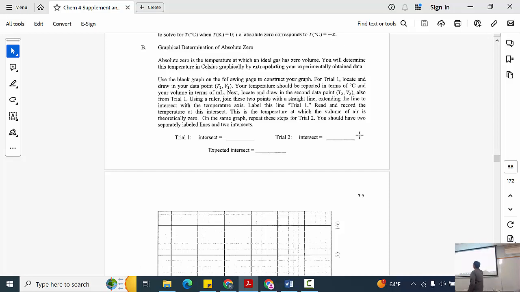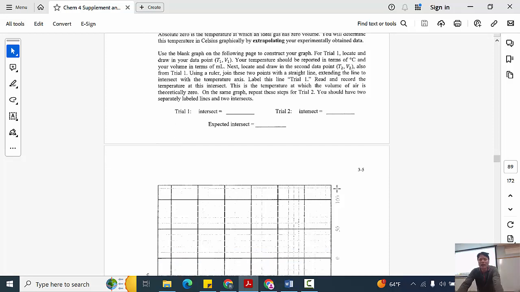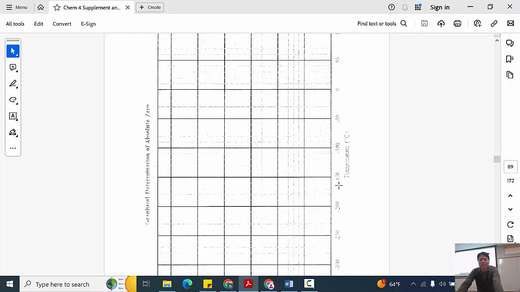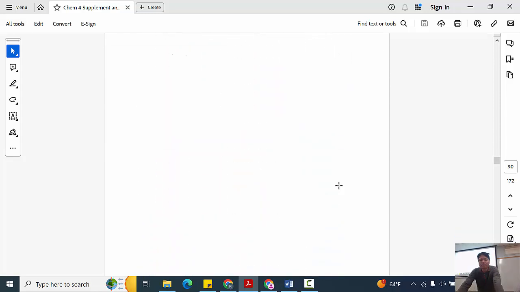So trial 1, write the intersect here, intercept. Trial 2, the same thing, intercept. What's the expected x-intercept? Minus 273. So let's see how close we get. So that's a hand plot that you're going to make here. And then just turn that in.